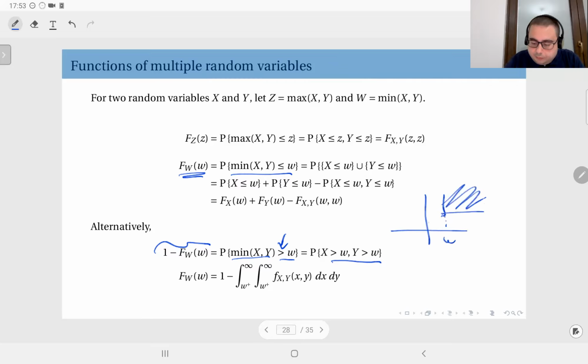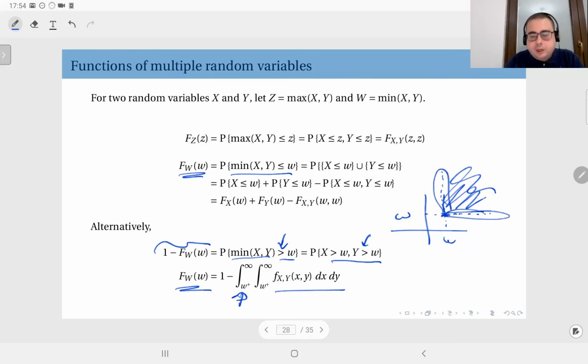This is w, this is also w, x and y exceeding w. But, of course, these boundaries are not included because strict inequality. Therefore, I can write this CDF as 1 minus this integral over this region. You see, w is not included in the integration because any probability I have on these lines will be included in this probability.